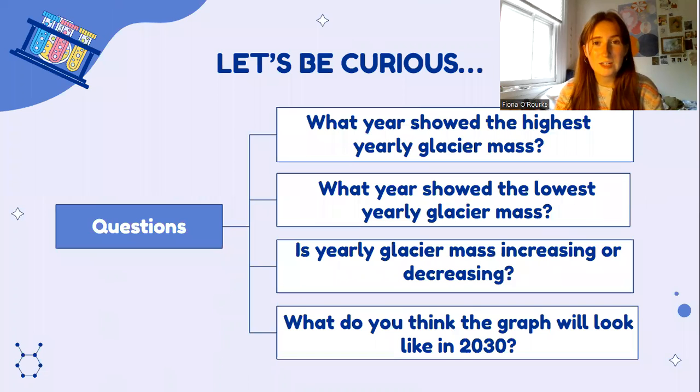I have some questions here that are going to help us generate some curiosity about this graph. We're going to think about what year showed the highest yearly glacier mass and what year showed the lowest yearly glacier mass. We're also going to think about if the yearly glacier mass is increasing or decreasing according to the graph. And then we're going to make a prediction about what we think the graph will look like in 2030.